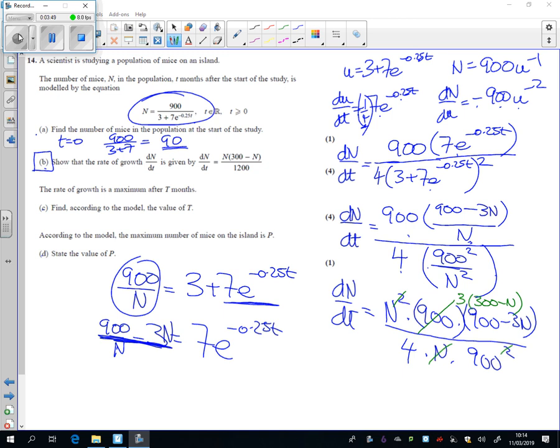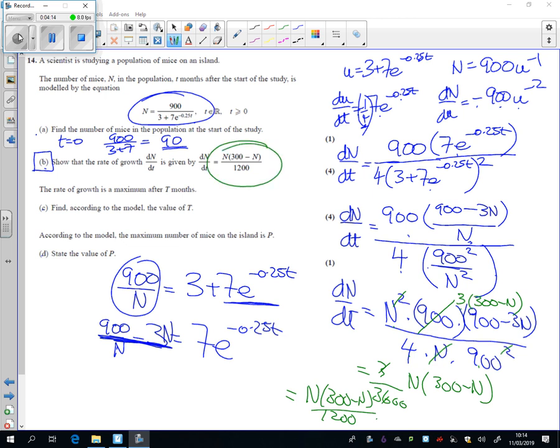And it leaves me with, what have I got? So I've got 3 over 4 times 900 is 3,600. I've got 1n left and the 300 minus n there. Last bit, this cancels to make 1,200 in the bottom. And that was what we were aiming to try and show. And it's it, isn't it?